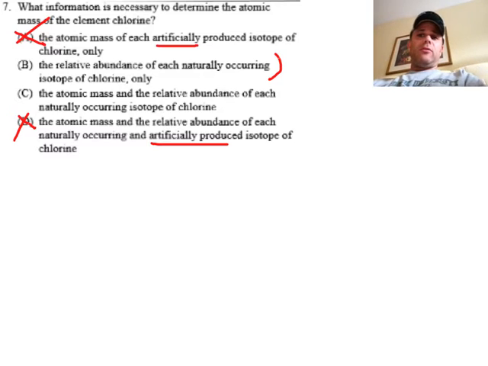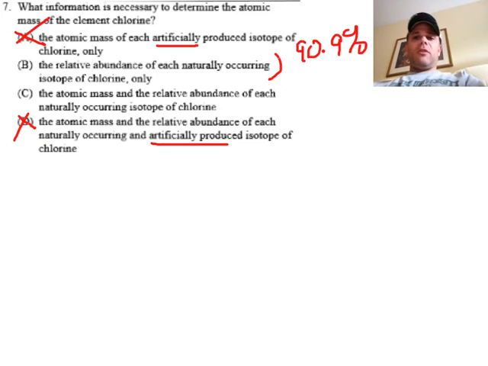So roll back to question 6 where it was 90.9% of one of them and 8.8% of the other and 0.3 of the other. Was that enough? Absolutely not. Because what we also need is not only the relative abundance, which is the percentages, but we need to know the mass that is associated with each of those percentages. So the best answer is C.